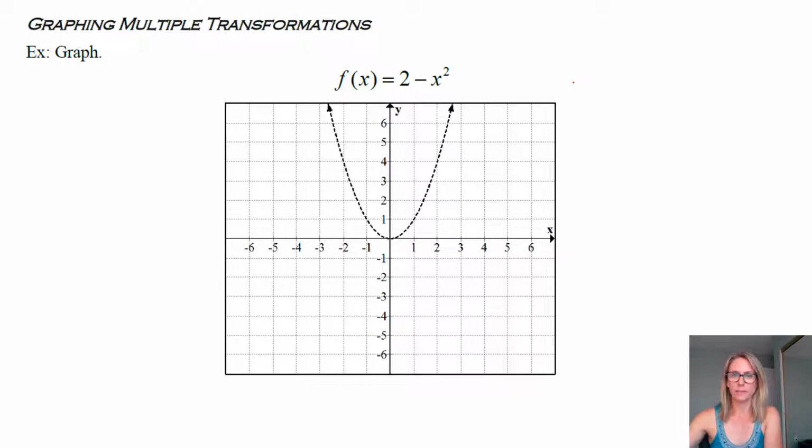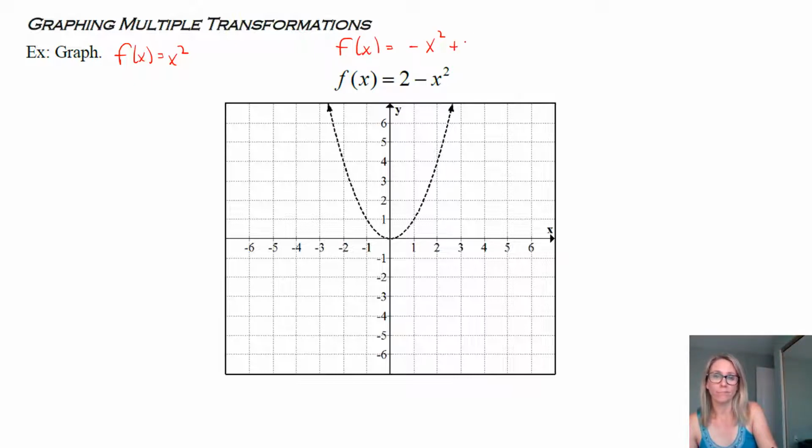Now we're going to take a look at an example where we have more than one situation here. So notice we have a couple things happening. We know that our parent function here is x squared, because that's the main function that we see. Remember that you're always able to rewrite it if you like seeing the x squared in the front there. That's fine, you can do that.